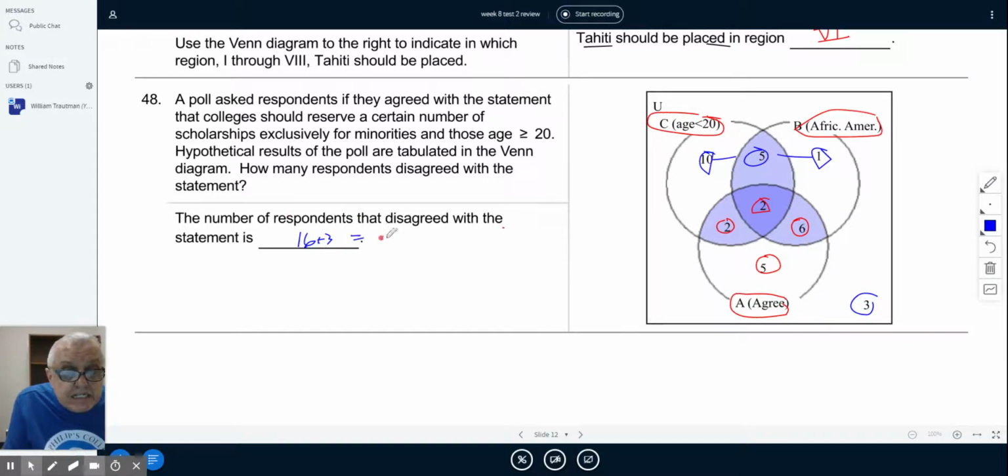There are 19 people. It won't let me write it. There we go. There are 19 people who disagree. This person, this person, this person, 16, and 3 more is 19. All those people disagree because the red circles are the only ones who agree. You only agree if you're in the agree circle. Everybody who's not in the agree circle has to disagree.